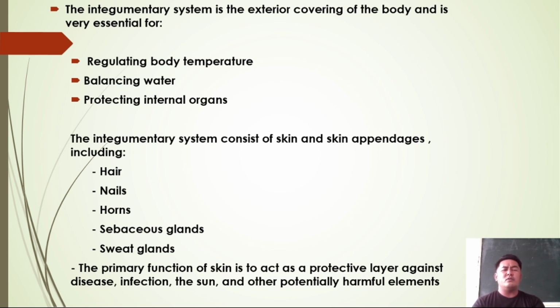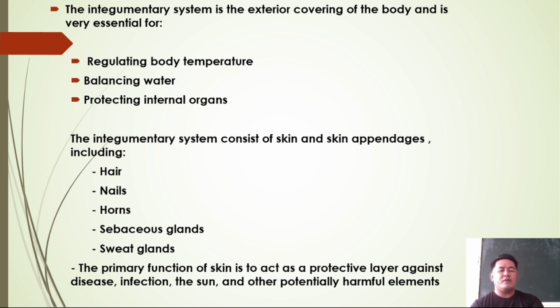Okay, so the integumentary system consists of skin and skin appendages. So this includes the skin. The whole body of the animal is covered with skin. Then, the skin appendages include hair, nails, horns, sebaceous glands, and the sweat glands.